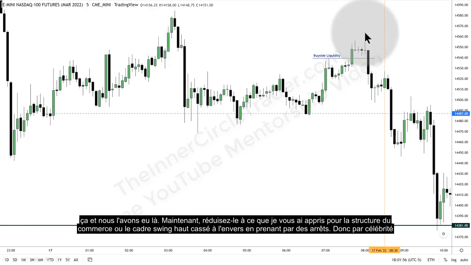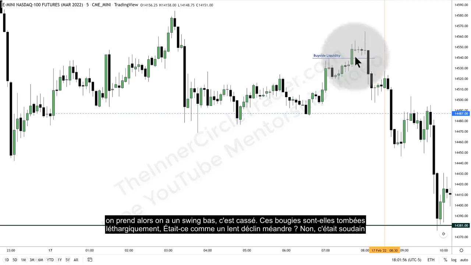And we got it right there. Now, strip it down to what I taught you for the structure of the trade, or the framework. Swing high, broken to the upside, taking out buy stops. So buy side liquidity is taken. Then we have a swing low.